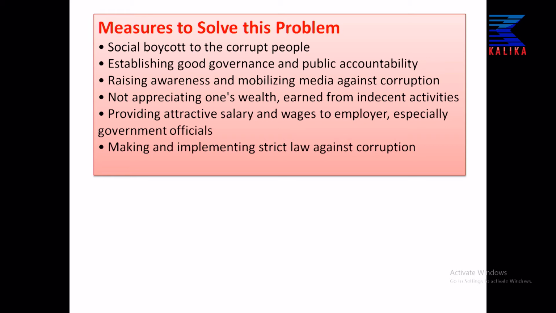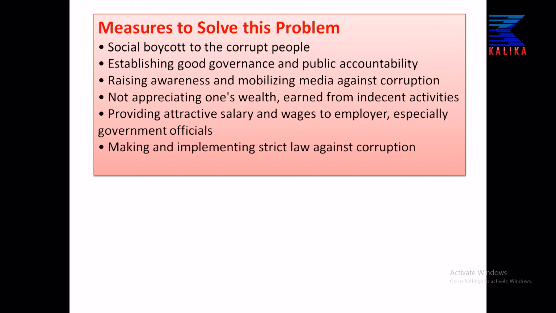We have to establish good governance, and when there is good governance, the corruption will automatically be reduced. Raising awareness and mobilizing the media against corruption is another measure. There should be a very active role of the media for controlling or ending corruption.